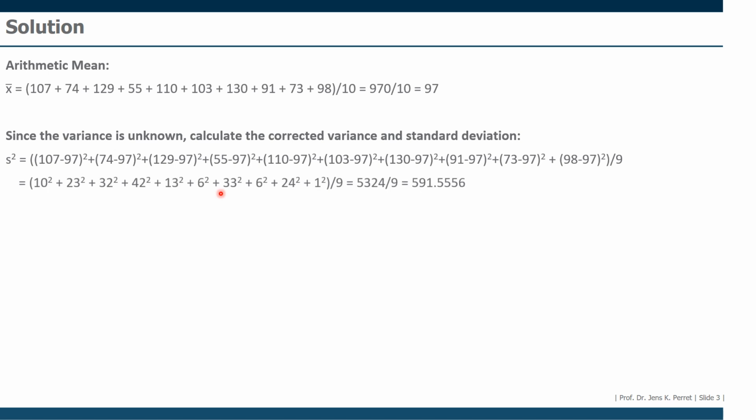If we put this into a calculator, in the end we get a result of 591.5556. Well, that's the corrected variance or sample variance, but we are interested more in the standard deviation, in a corrected standard deviation. So what we're going to do next is simply take the square root of this value, which then yields us a standard deviation of 24.3219 points.